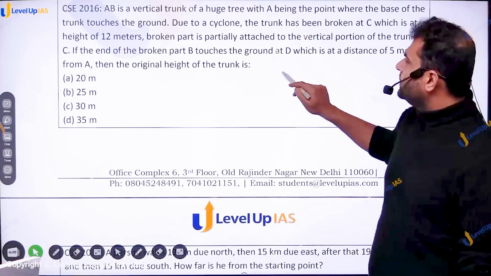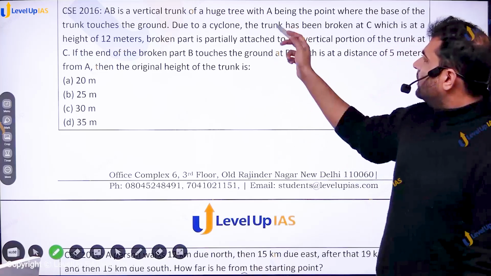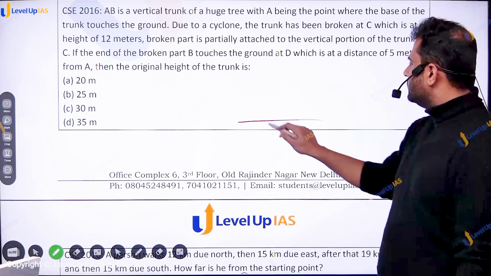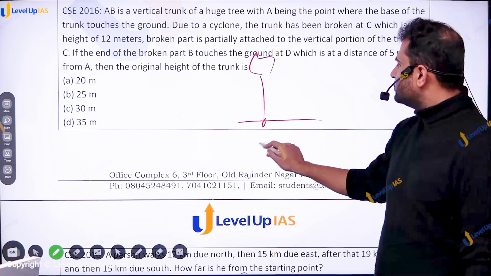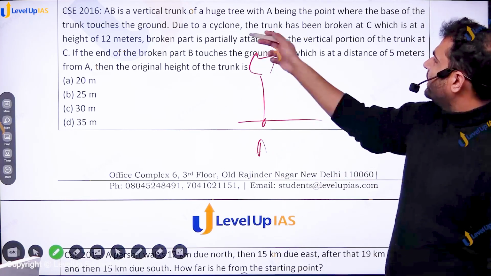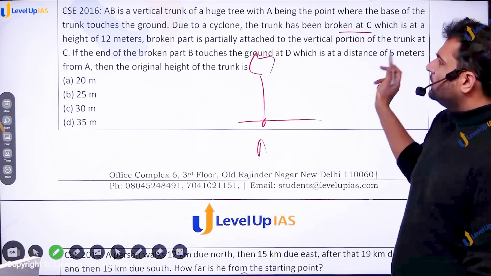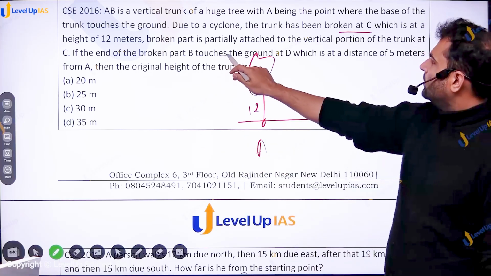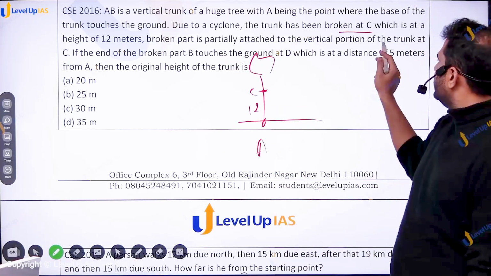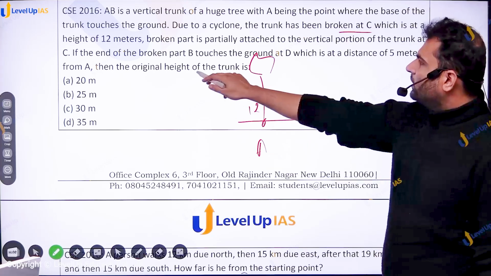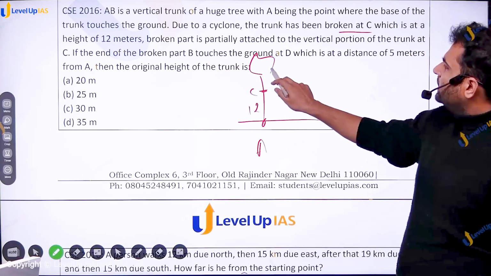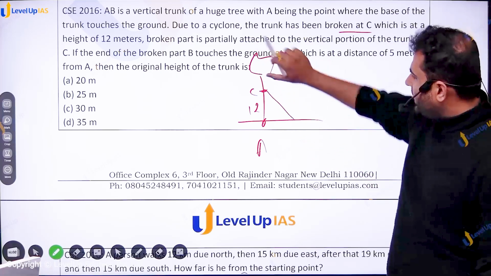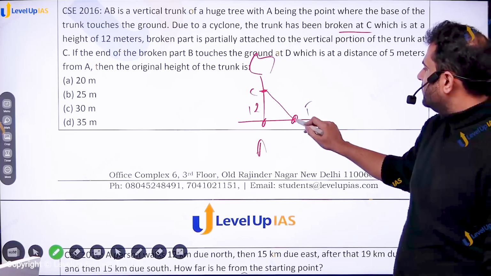Next question. AB is a vertical trunk of a huge tree, A being the point where base of the trunk touches the ground. A is this point. Due to cyclone, the trunk broke at C, which is at height of 12 meter. So trunk breaks here. This is 12 meter, but remains partially attached to the vertical point of the trunk at C. And end of the broken part B touches the ground at D, which is at distance 5 meter. So this breaks and this is the point B. The tree is something like this now.